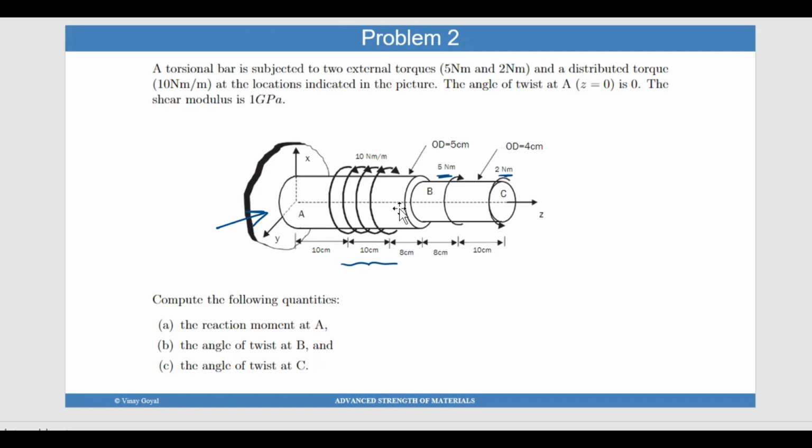Okay, since it's fixed here, the angle of twist at A is 0. So you have to find out the angle of twist everywhere else, I think B and C. And the shear modulus G is given to you. So this is something that you have, the circular rod problem that you must have done in class.